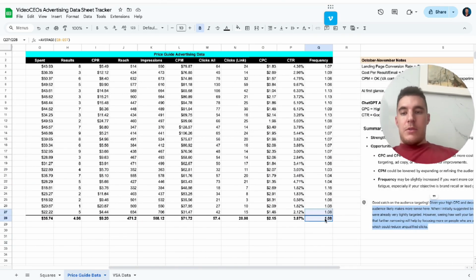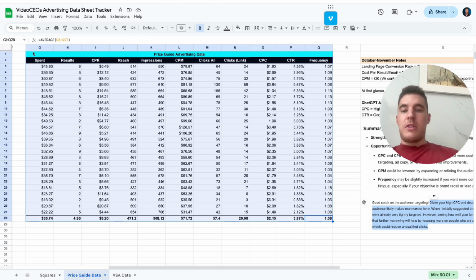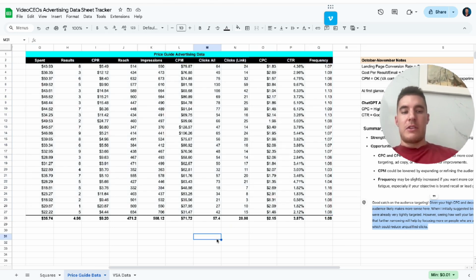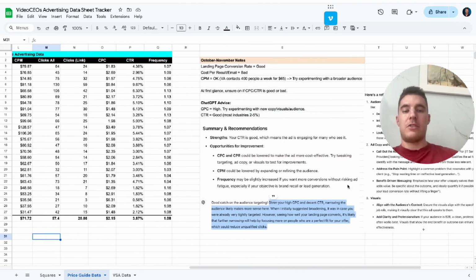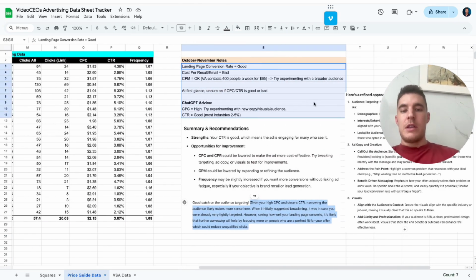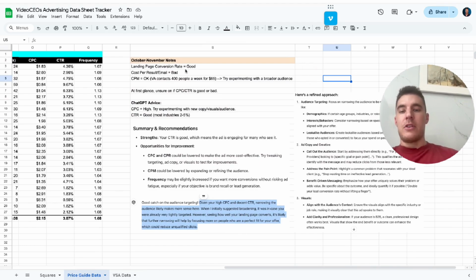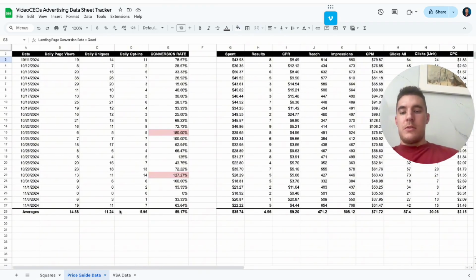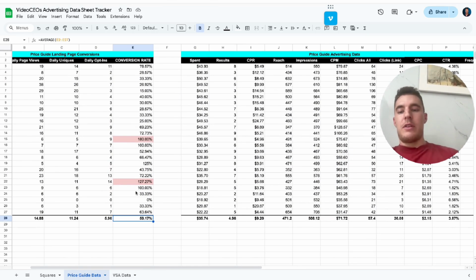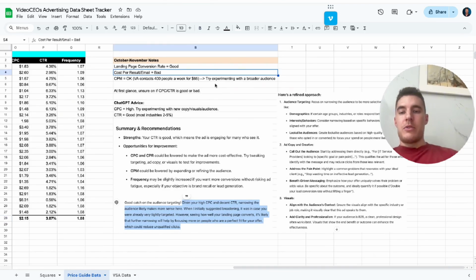But either way, what I did once I put this information into the spreadsheet was take a screenshot of it, paste it into ChatGPT, and ask for some recommendations. Now, just before I looked at the recommendations, I actually tried to figure it out myself. And so what I can see here is that the landing page conversion rate is good, 59 or 51% without these anomalies. Cost per result, bad.